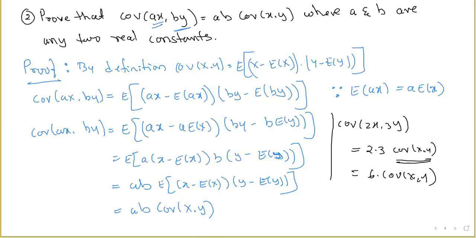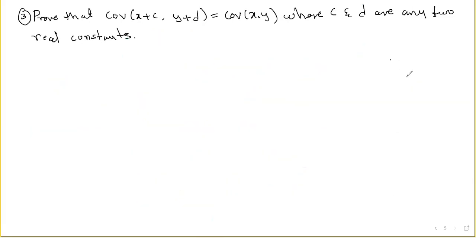How to find out the covariance of x plus 2 comma y plus 3? This is nothing but covariance of xy itself. So just we are neglecting that plus 2 or minus 2, whatever it may be, right? So for that, we have the proof.